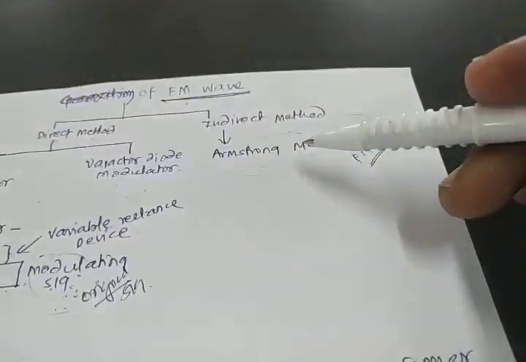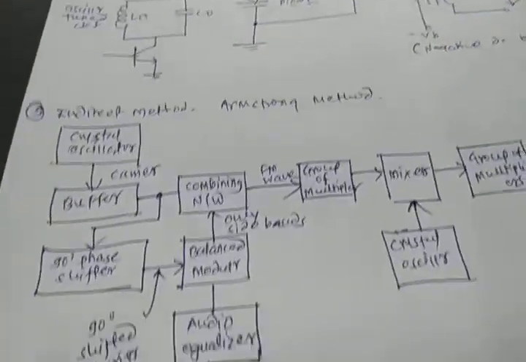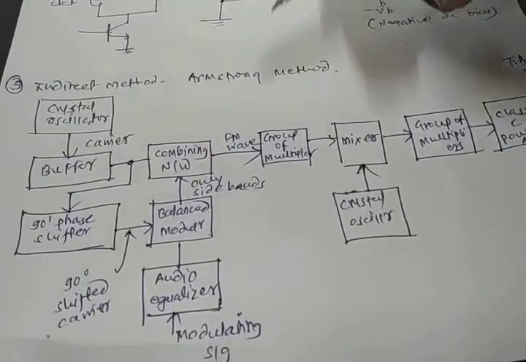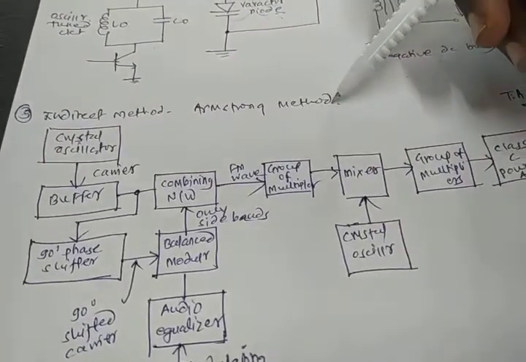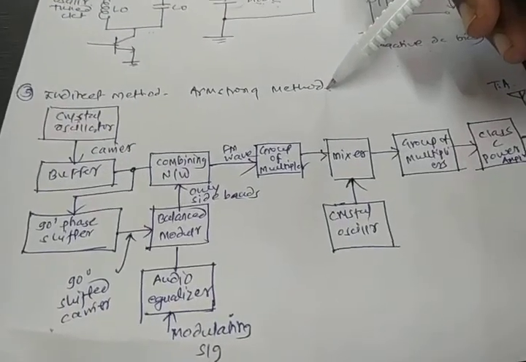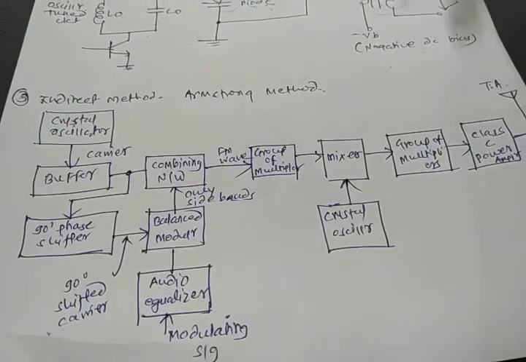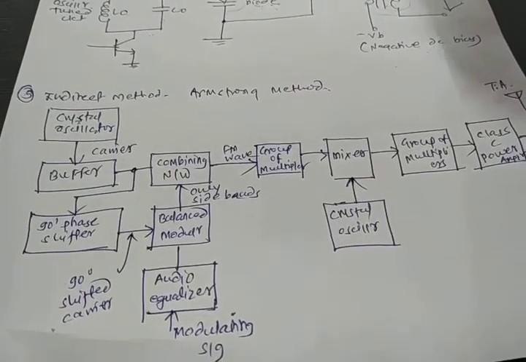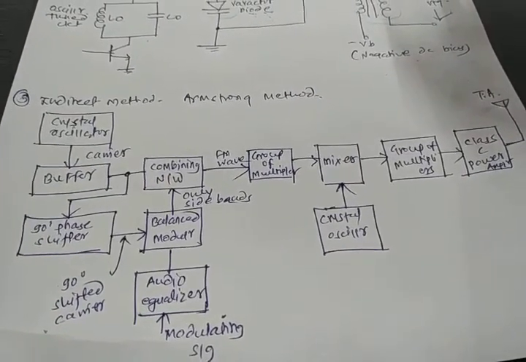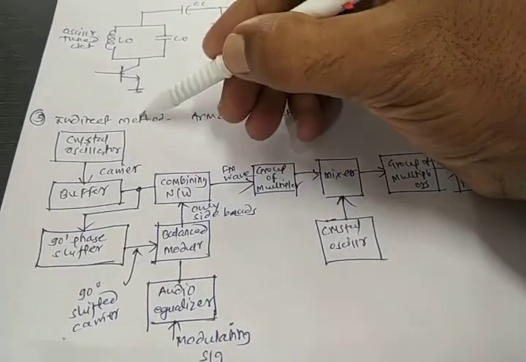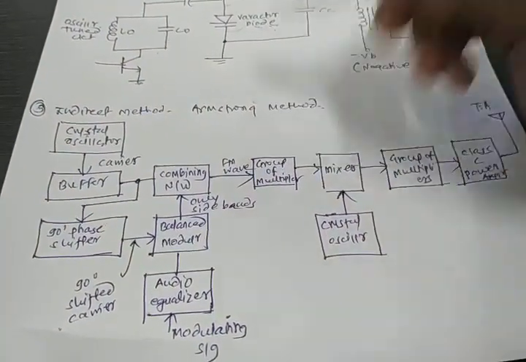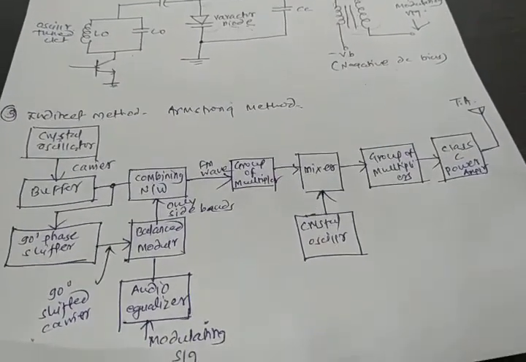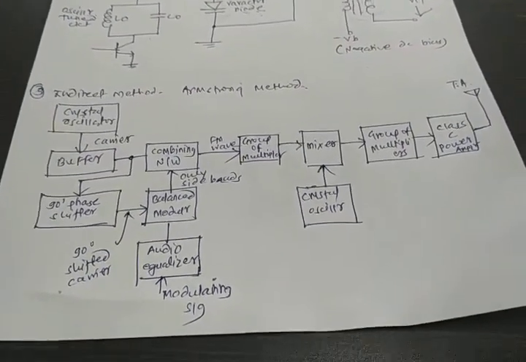Here you can observe the indirect method, also called the Armstrong method. Normally this Armstrong method is very important, and most of the time if you want to generate a frequency modulated wave, we use this indirect method. It is the only single method we can use for generating a good quality frequency modulated signal.